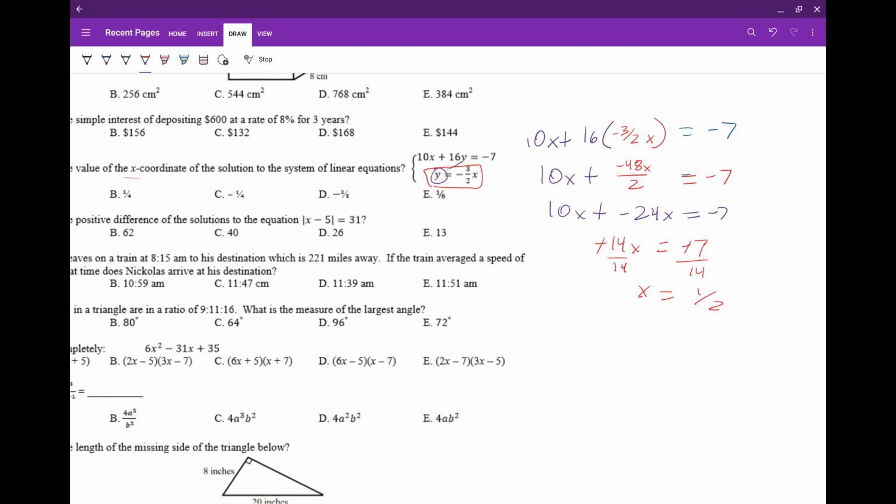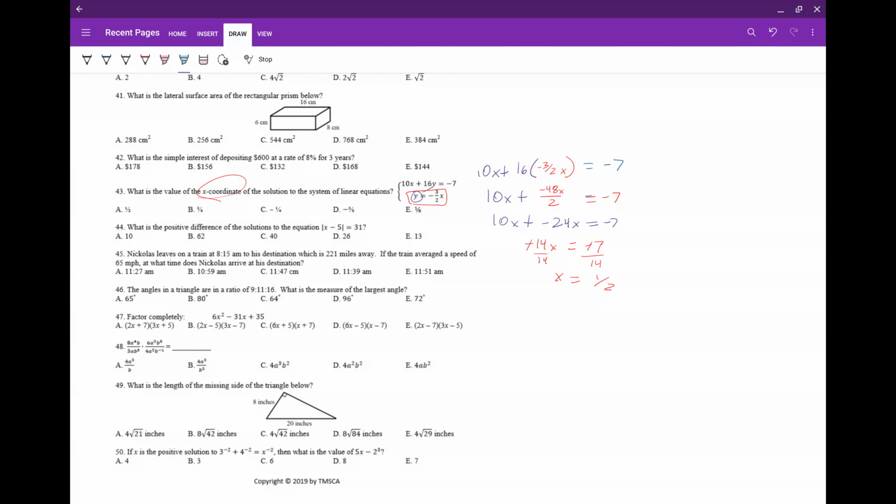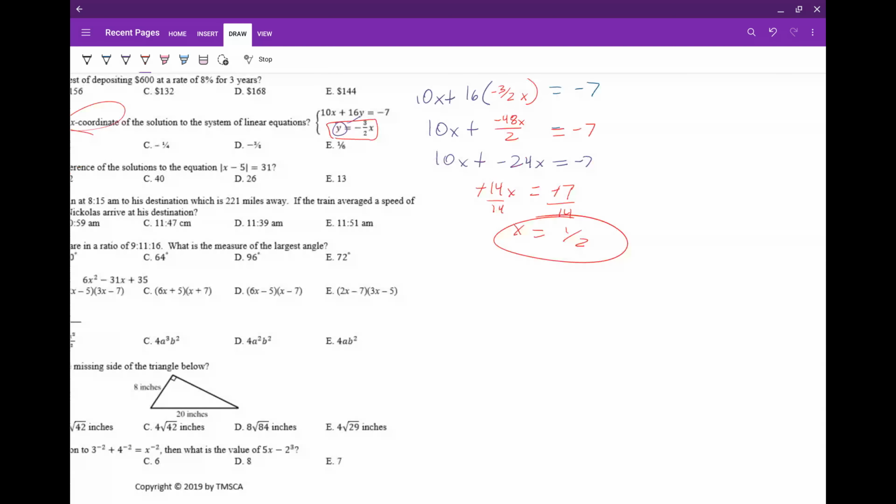It's asking us to solve for the x coordinate, so that's where we have to stop. Our answer is A. But if they asked you to solve for the y coordinate, or you just wanted to because you had a lot of time, then you'd take this 1/2 and you'd plug it into that bottom equation.